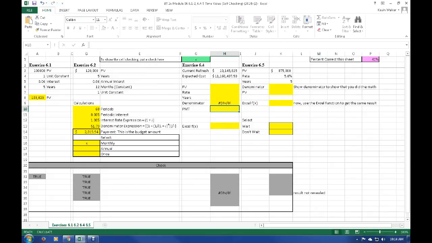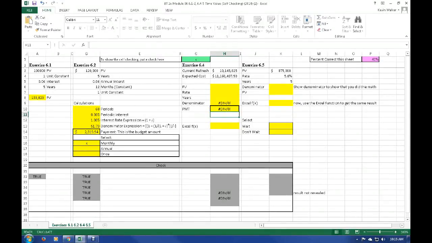All right, the payment formula. This is just like this one. It's going to be your future value divided by the denominator. So that'll simply be the expected cost divided by your denominator, and it's going to divide by 0 because there's nothing in there to calculate yet, but that will give you this.